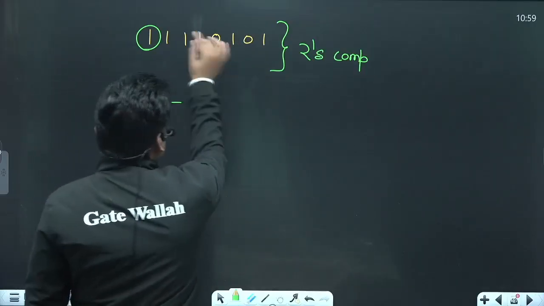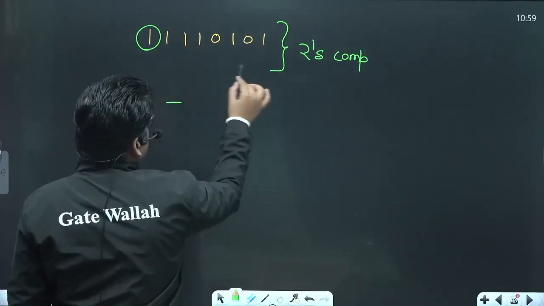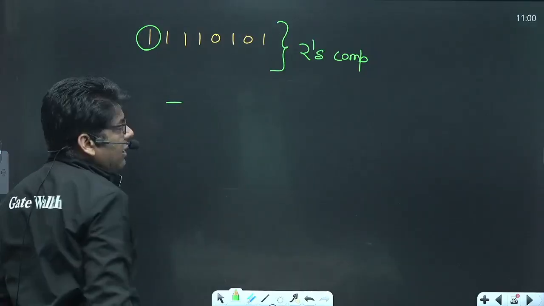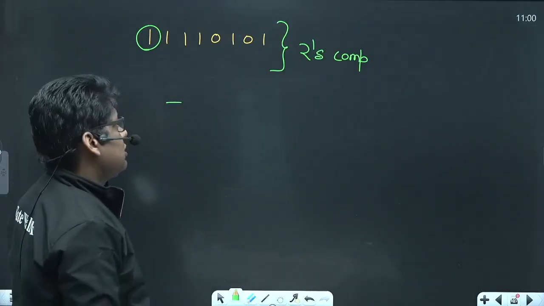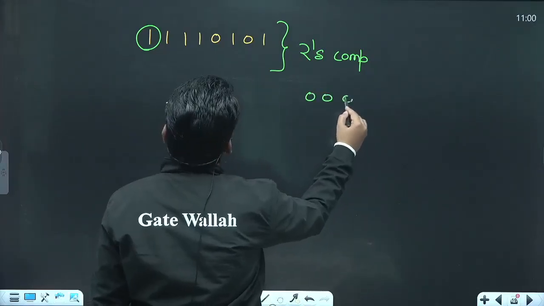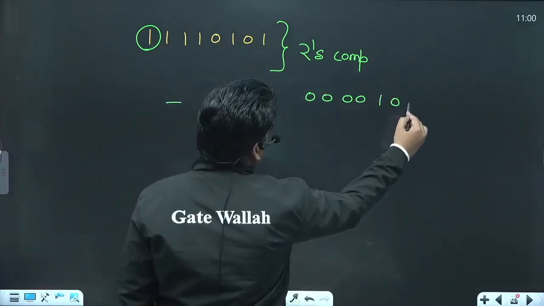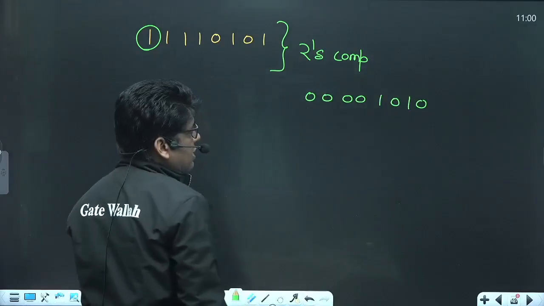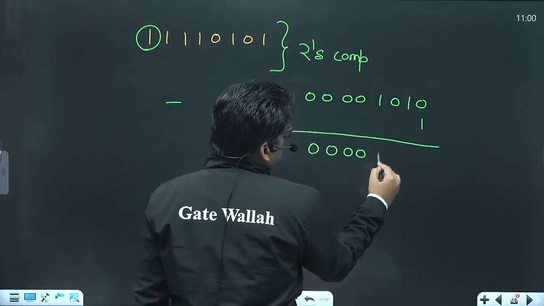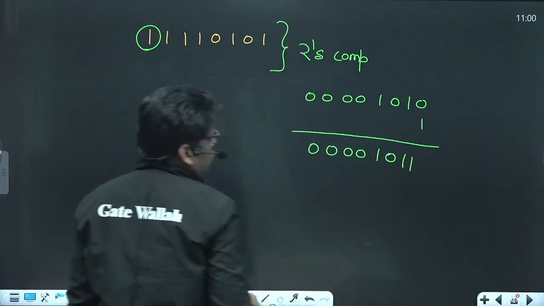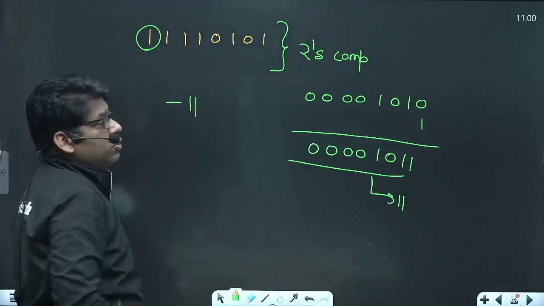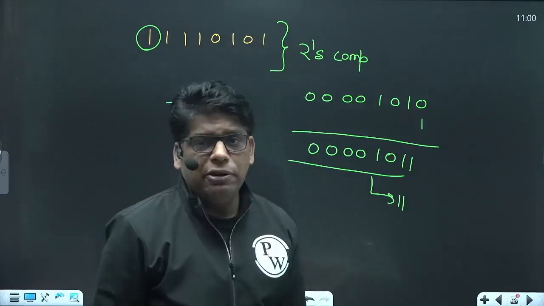Sir, can I find the 2's complementation of this number? Tell me, what is the 2's complementation of this number? Sir, first find the 1's complementation: 0 0 0 0 1 0 1 0. This is the 1's complementation. If I add 1, this becomes 0 0 0 0 1 0 1 1. So, sir, this is nothing but 11. So the computer gets to know that the number is minus 11.